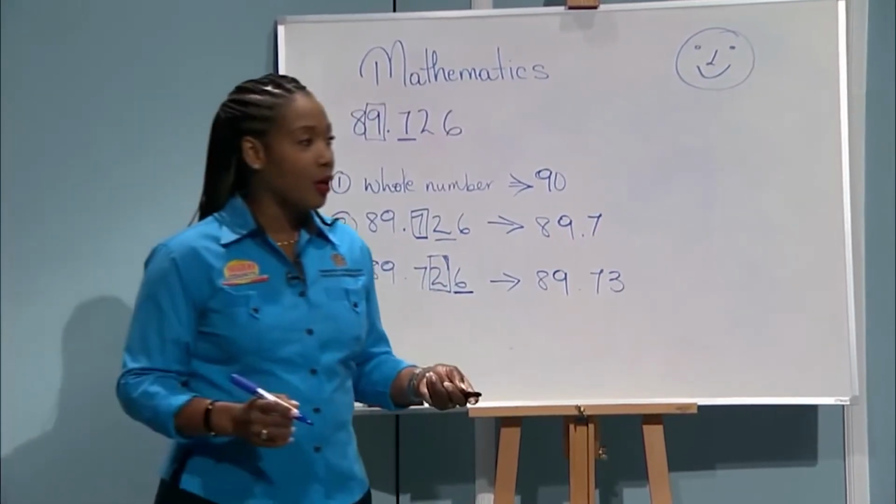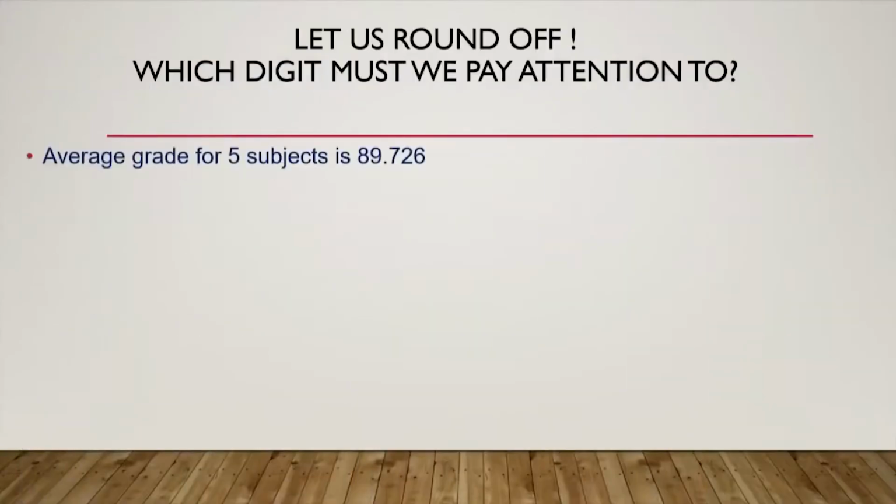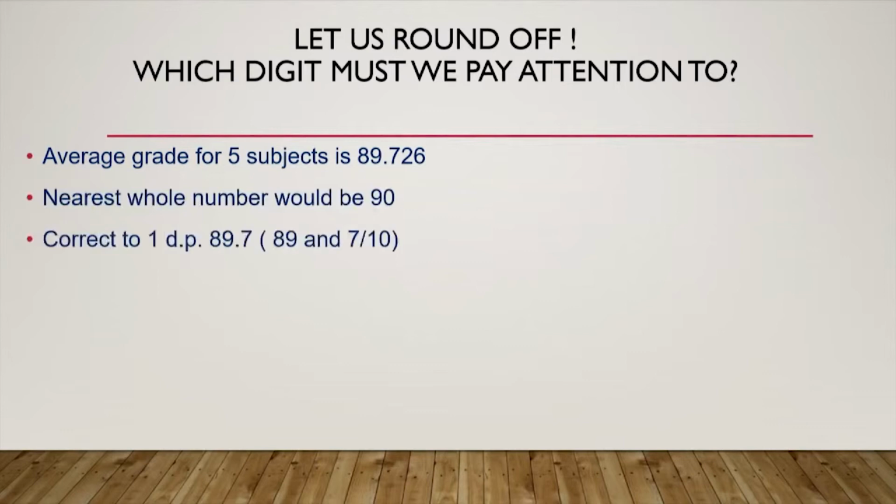Let's look at the screen, everyone. All right. So the average grade for 5 subjects is 89 and 726 thousandths. And then to the nearest whole number would be 90. Correct to 1 decimal place. I want you to pay attention to how I write it, because you want to make sure that whomever you're writing your answer to understands where you've done your rounding off to.